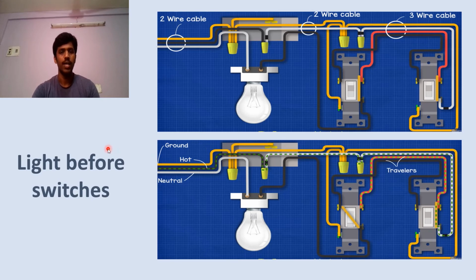So in the third example, the light is present before the two switches. In this figure, the hot wire is given to the wire connector which is present in the ceiling, and the other end of this wire connector is given to the wire connector which is present in the first switch casing and given to the common terminal. The traveler terminal which is present at the left side of switch 2 is given to the traveler terminal which is present at the left side of switch 1. Similarly, the right traveler terminal is given to the right traveler terminal of switch 1 and 2.